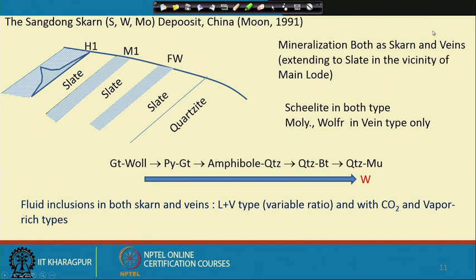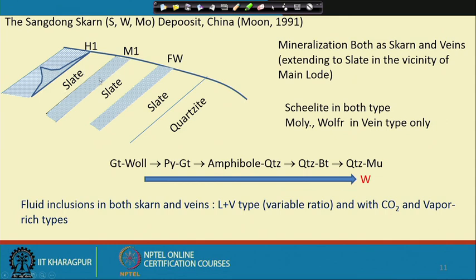So, the mineralization is both skarn and veins, with scheelite in both types, and molybdenite and wolframite in the vein type. In any particular ore body, the ore body exhibits a typical zoning from garnet wollastonite to pyroxene garnet to amphibole garnet to quartz biotite and quartz muscovite, with the tungsten percentage increasing.